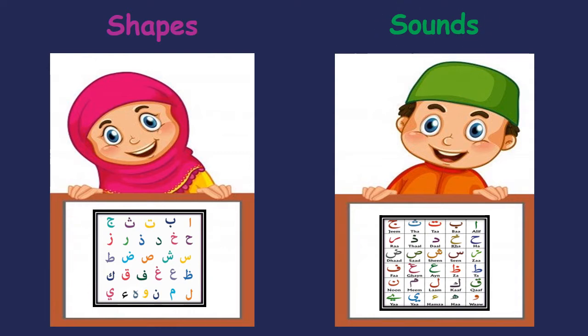Shapes and sounds. Like Ba has this shape and its sound is Ba. Sheen has this shape and its sound is Sheen.